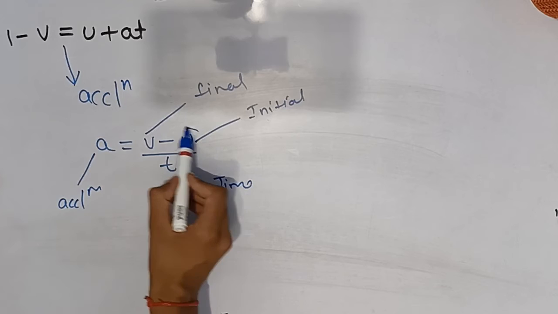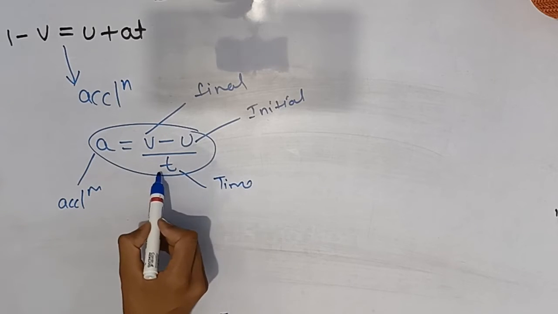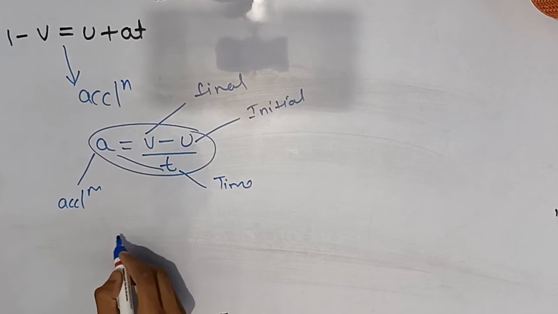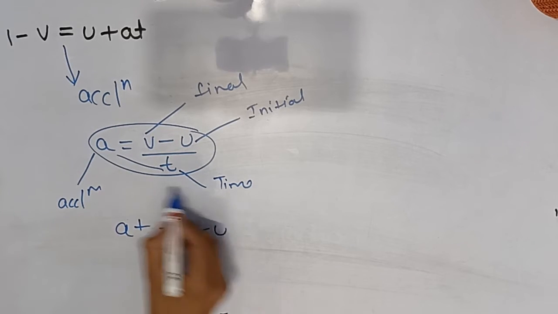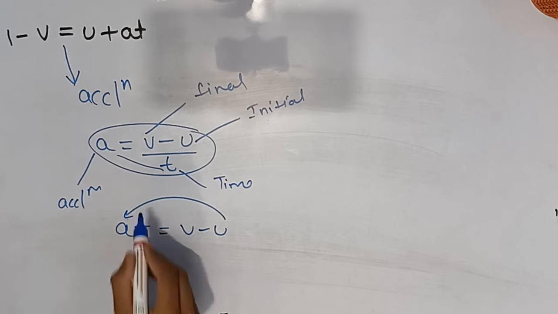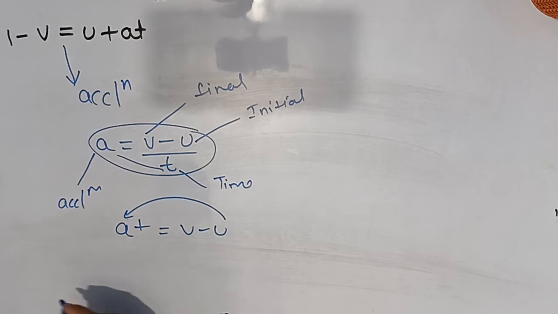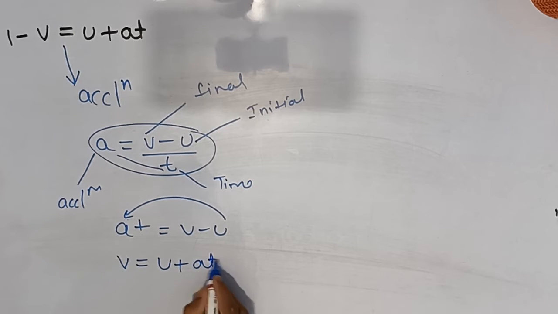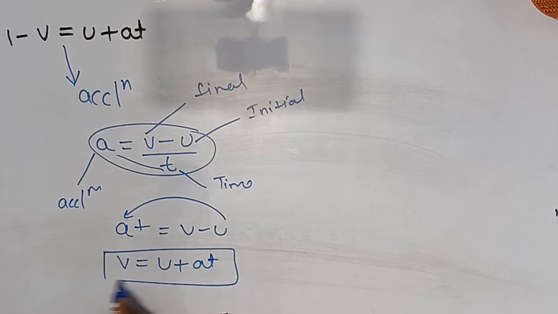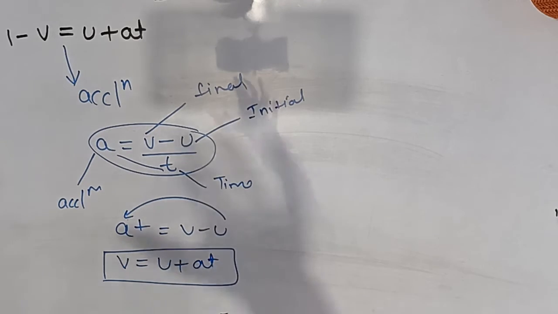We will just manipulate this formula. We will send t to the other side by cross multiplying, so it becomes at = v - u. We will send this u to the other side by the transposition method, and the minus changes into a plus sign, so v = u + at. So this is our derivation of the first equation of motion. Now let's move to the second equation.